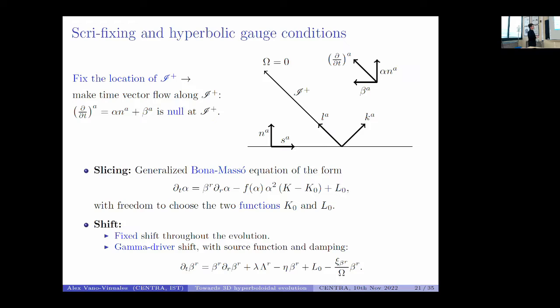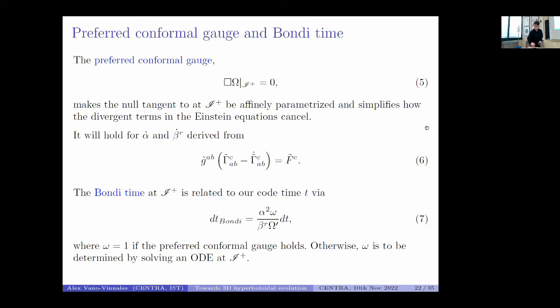And these are the choices that I make for the spherically symmetric simulations. This is a type of Bona-Massó equation, generalized with some extra terms that I need for them to adapt to the hyperboloidal slices. And something similar for the gamma driver shift condition, which has this form, and I can add some extra terms if need be.